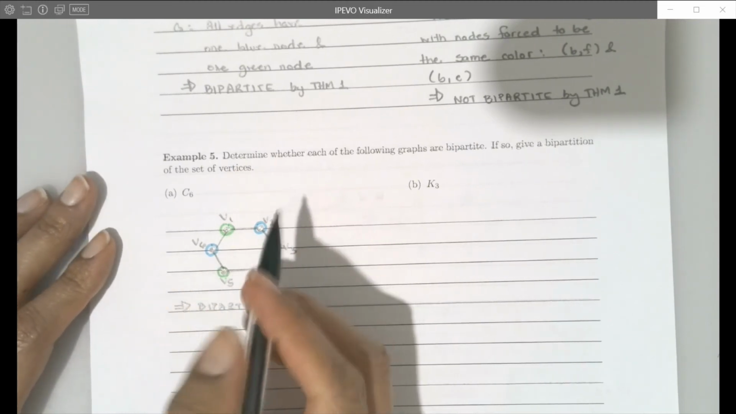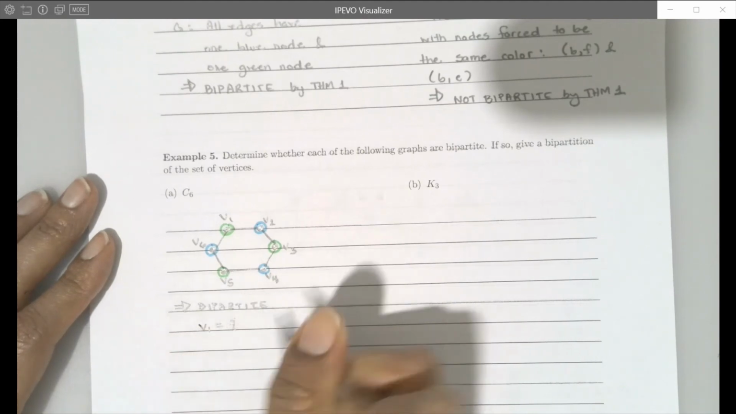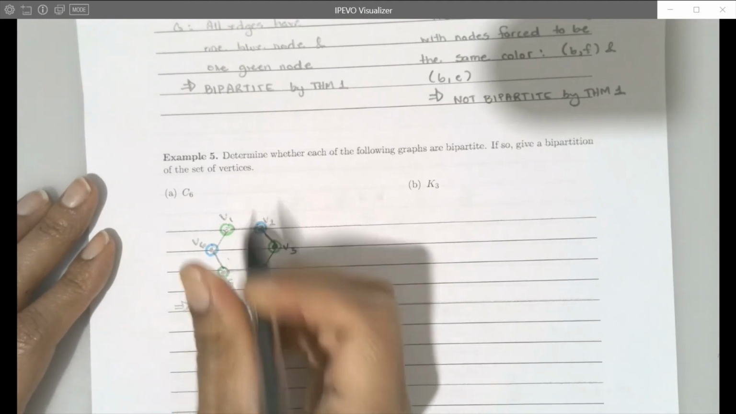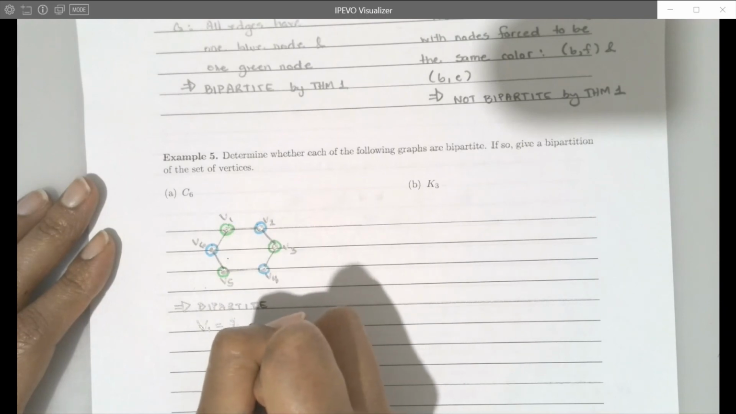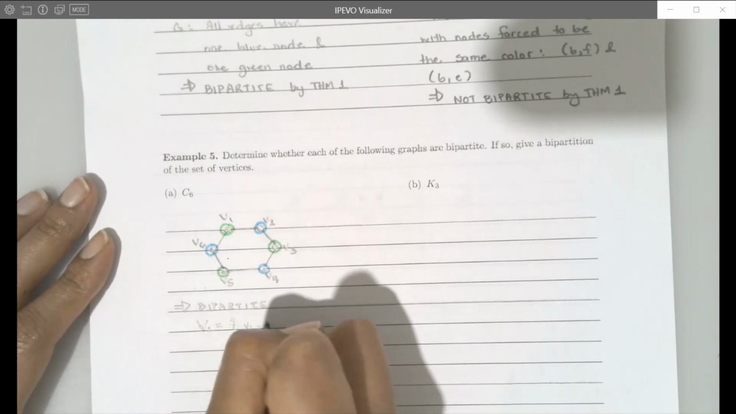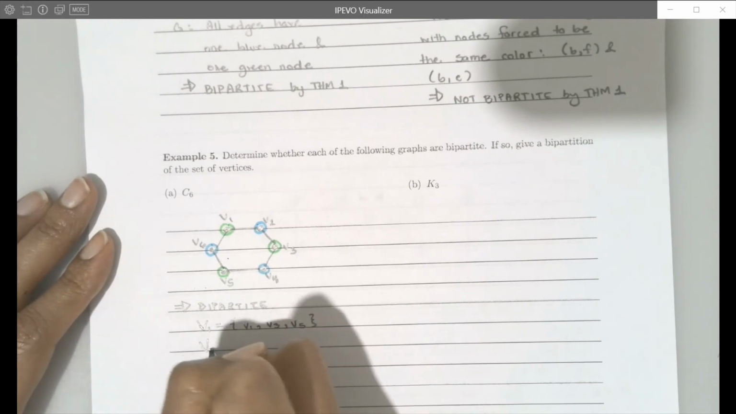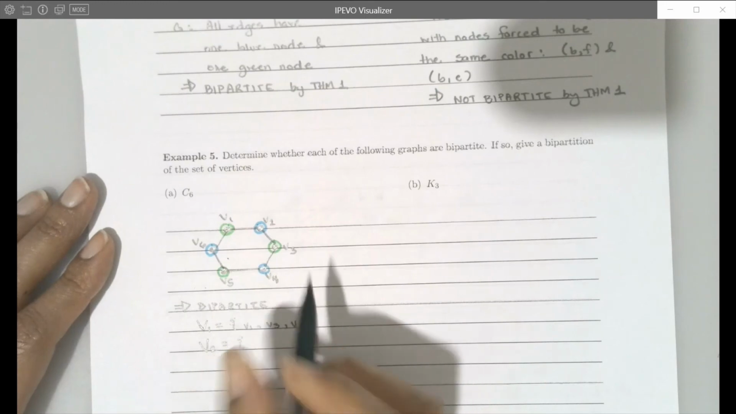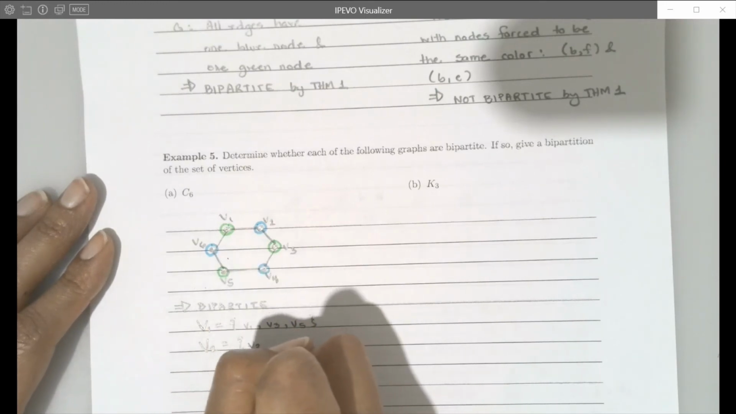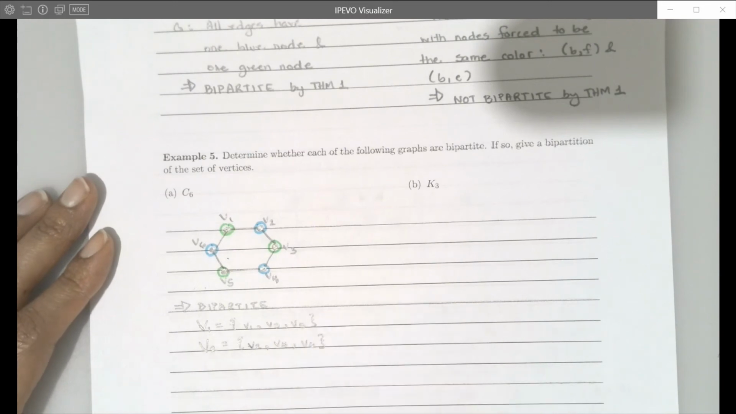And we're going to give a bipartition. It will have V1, the set, not the node, consist of maybe all of the green nodes. So we'll have V1, V3, V5. And then V2 is going to consist of all of the blue nodes. So that'll be V2, V4, and V6. Okay.